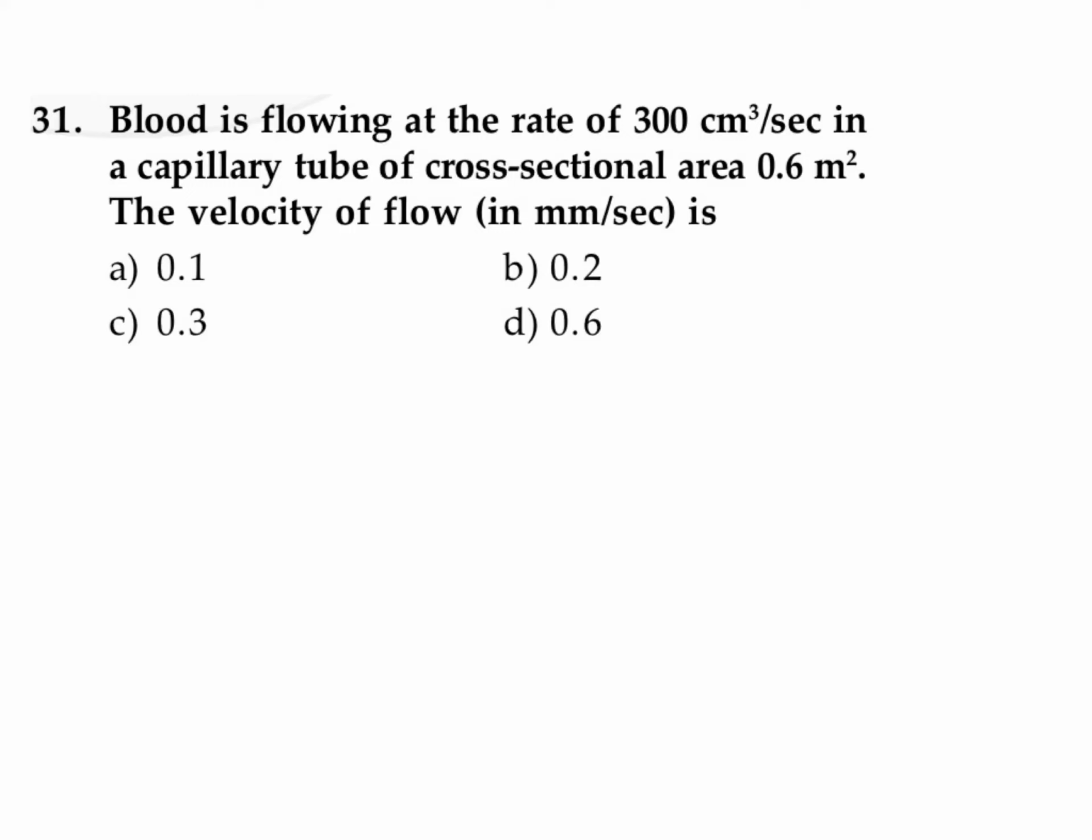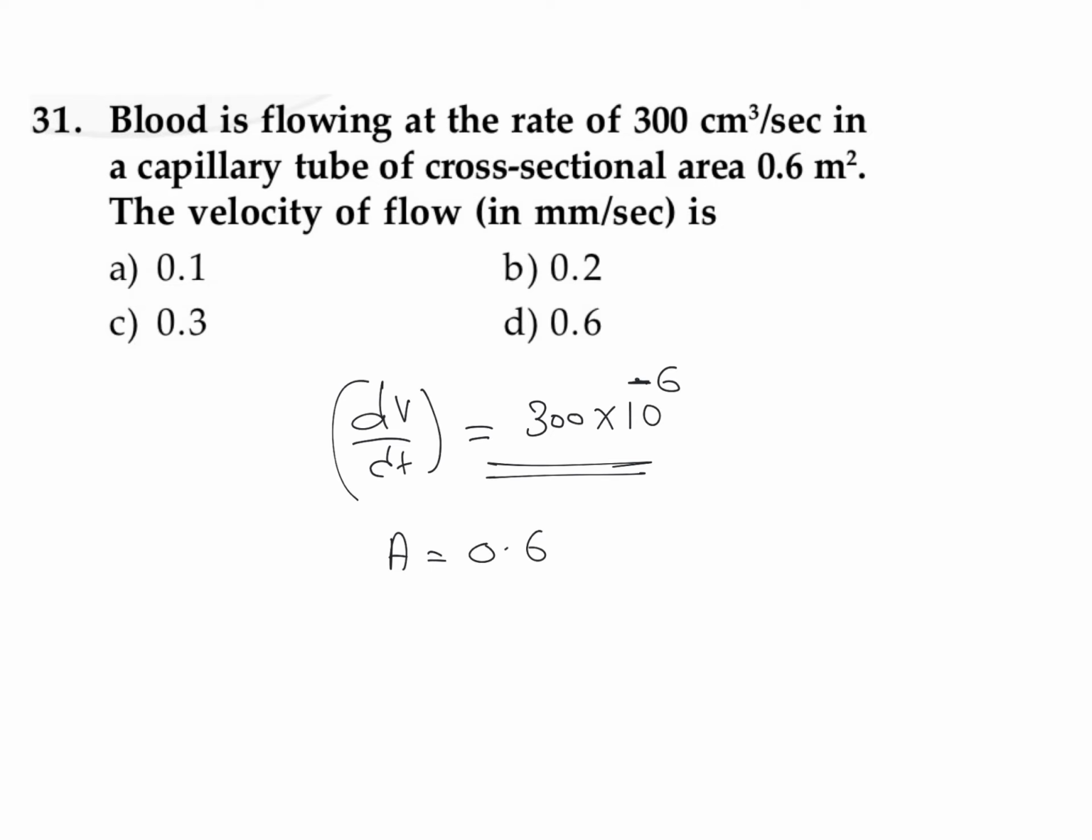In this question, it is given that blood is flowing at the rate of 300 centimeter cube per second. So the value of volume flow rate is given. We can write dV by dt is equal to 300 centimeter cube, which we can convert into meter cube by multiplying by 10 raised to minus 6 meter cube. That is the value of dV by dt. The capillary tube has a cross-sectional area given as 0.6 meter square.